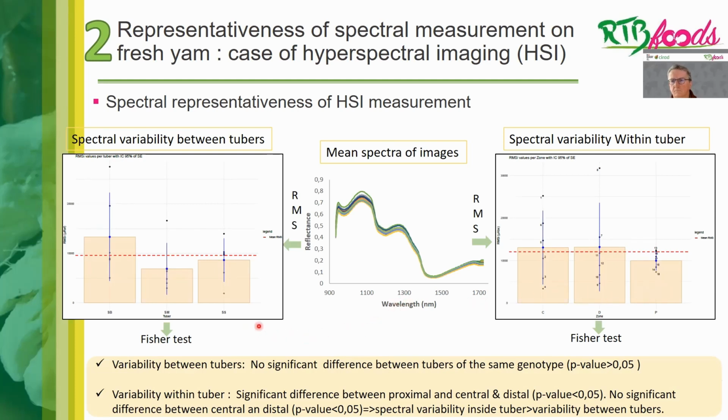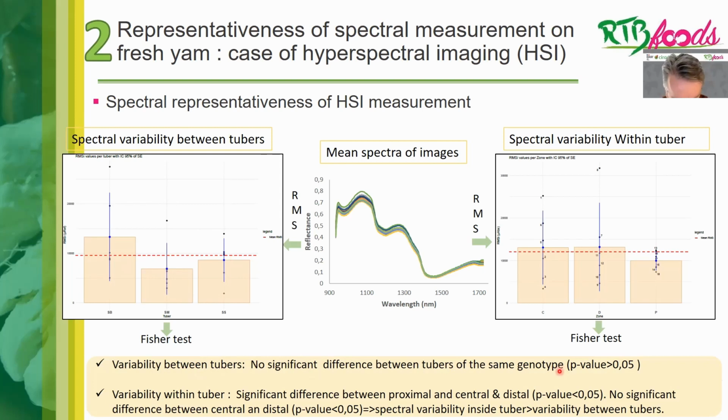The next thing we do after this, to see if we have a significant difference between tubers or a significant difference between the zones inside tubers, is apply to each of the RMS values the Fisher statistical test, the F-test. Okay, so what we see for the variability between tubers is that there is no significant difference between tubers of the same genotype.